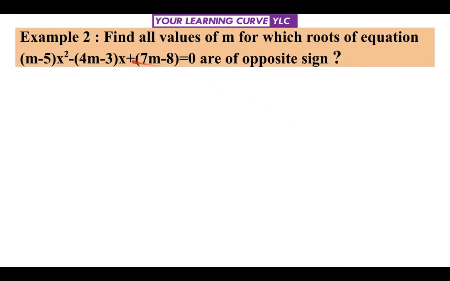Let's do one more example. We have to find all values of m for which the roots of the quadratic equation (m minus 5) times x squared minus (4m minus 3) into x plus 7m minus 8 is equal to 0 are of opposite sign.